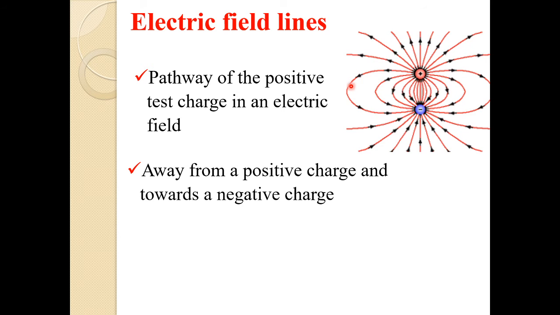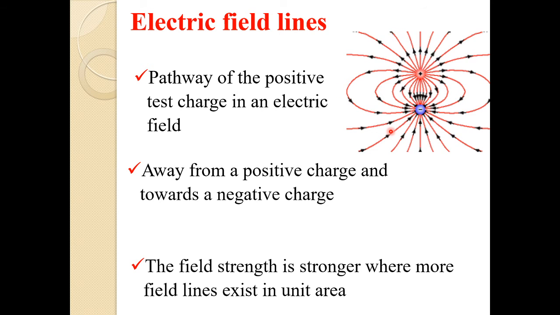It's moving away. And if you keep a positive charge close to the negative charge, what will happen? It will attract. So the field line is towards the negative charge. That is the nature or feature of the electric field line. It starts from positive and ends in negative.